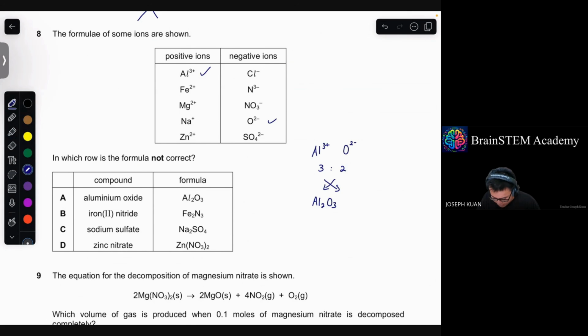For iron(II) nitride, iron(II) is Fe2+, and nitride is N3-. The ratio of the charges is 2 to 3, so switch the numbers and you should get Fe3N2. So the answer which is not correct is actually B. Remember to check C and D to make sure that your answer is indeed correct.